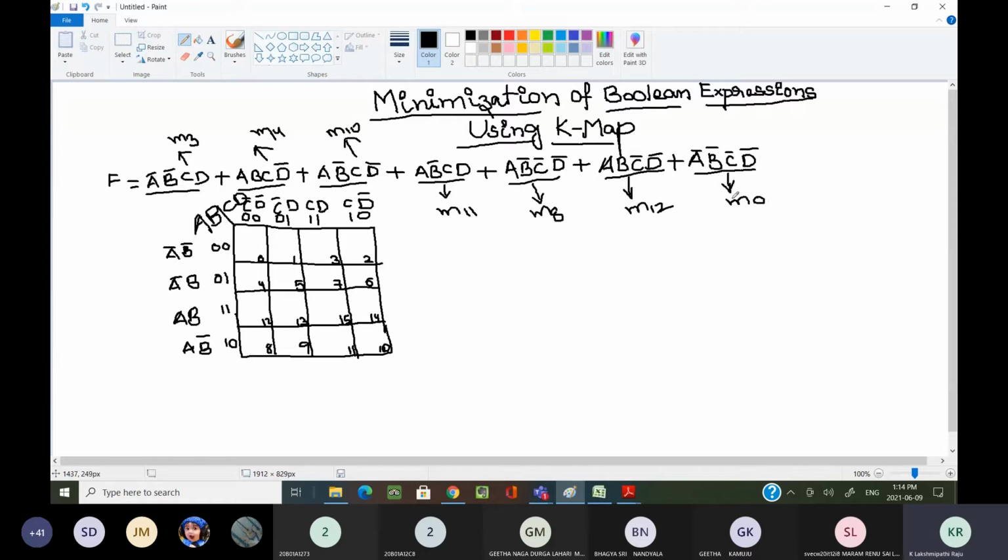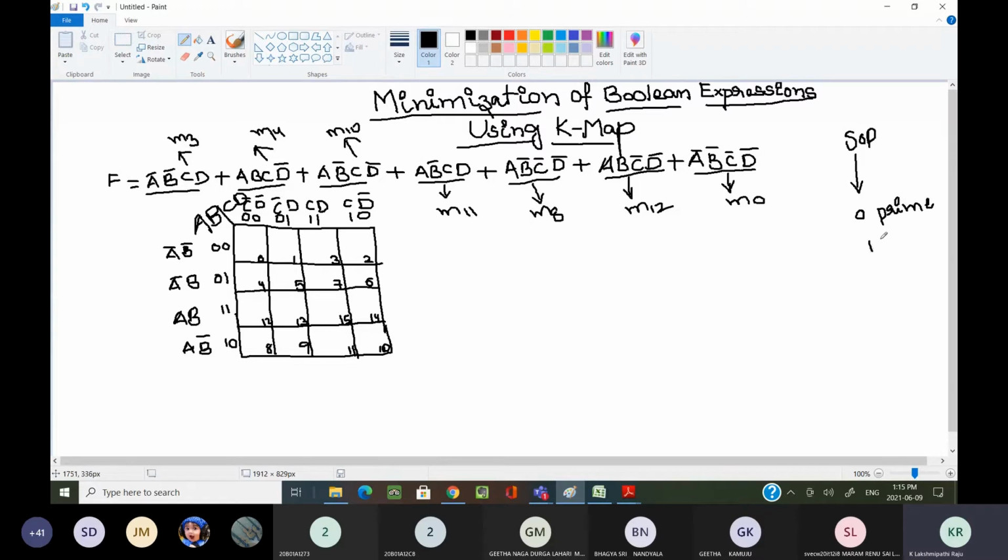Those who are not understanding how I have written this min term 0: whenever we are writing a standard SOP, sum of product expression, we consider 0 as prime, and 1 as unprime.